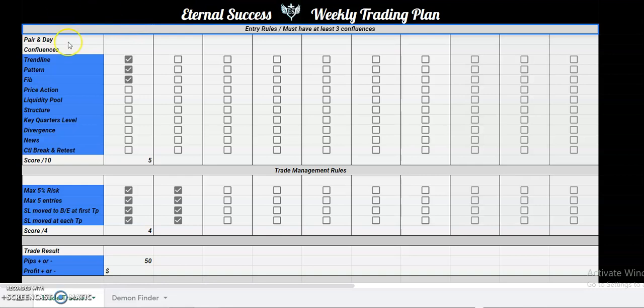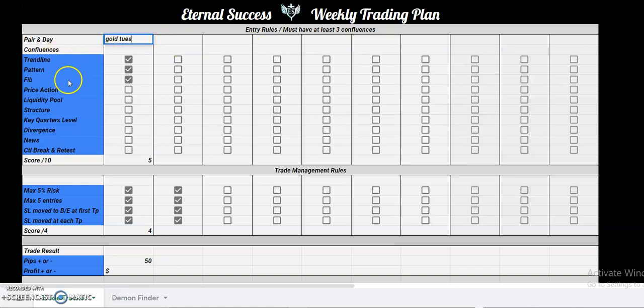As you can see here, in each week we have 1, 2, 3, 4, 5, 6, 7, 8, 9, 10. You don't want to take more than 10 trades a week, guys. Trust me, the more you trade, the worse it is. So you need to trade high-class trades, only 10 trades maximum a week. At the top, you've got the pair and the day. For example, you could put gold and Tuesday, and then here you could put the NASDAQ on Wednesday, etc. So you put your trade and your day.